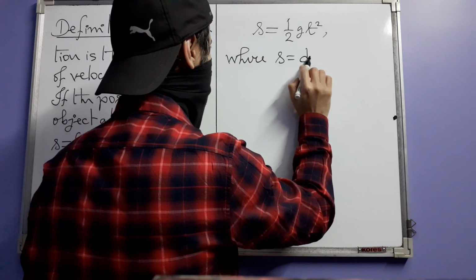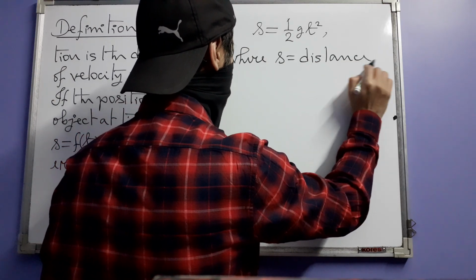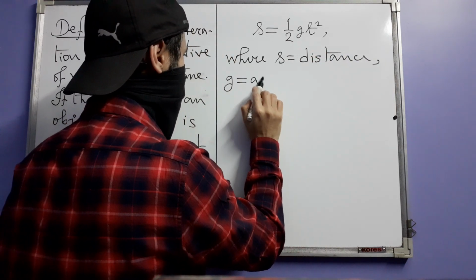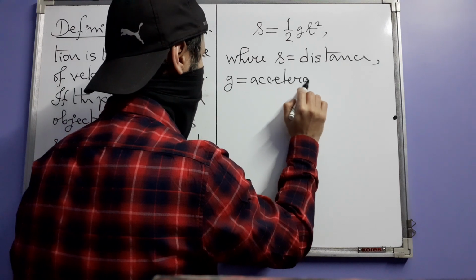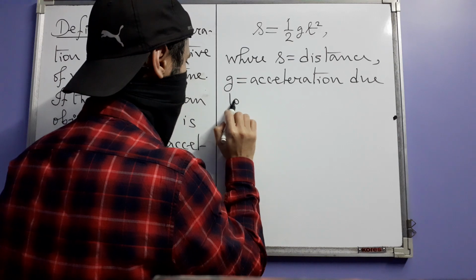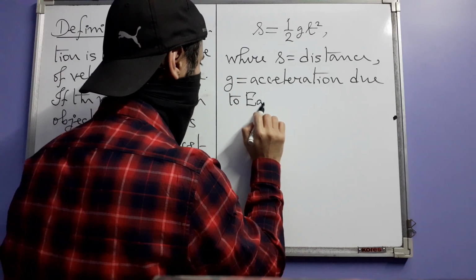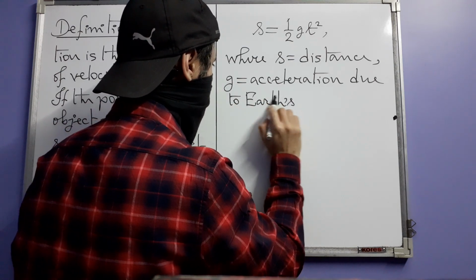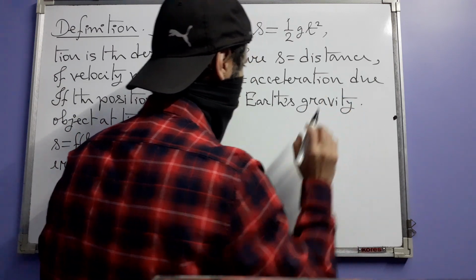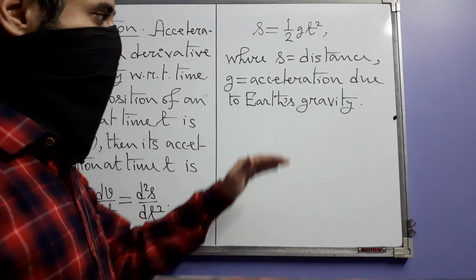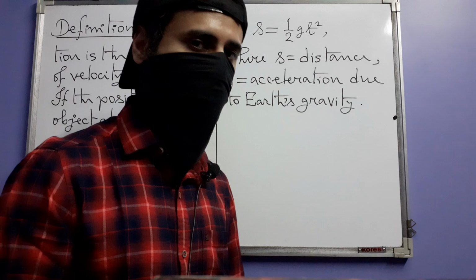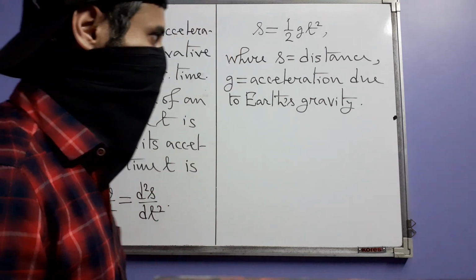where S is the distance the body falls in time t, and g is the acceleration due to Earth's gravity. I mean, we are talking about free fall near the surface of Earth. A similar situation is also there for every planet, every celestial object.